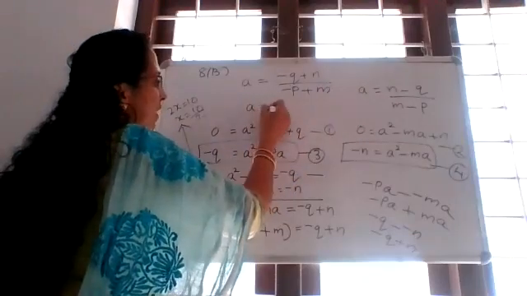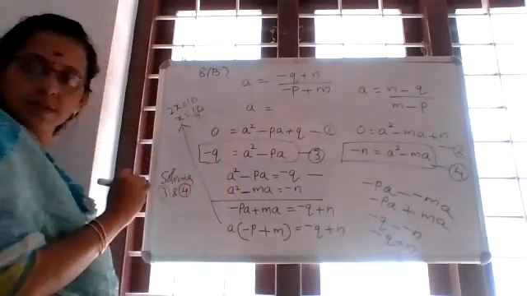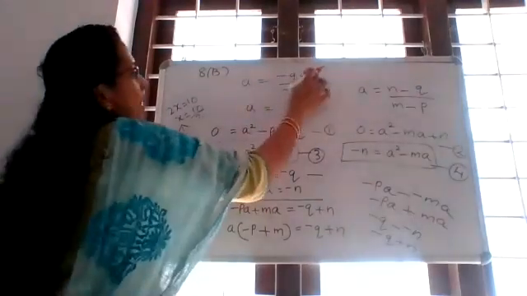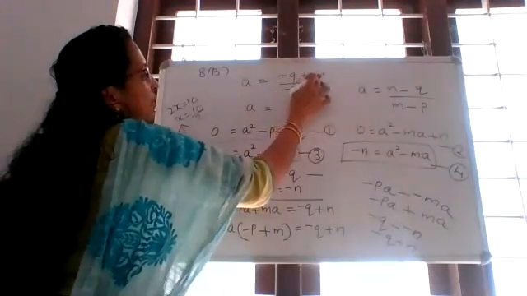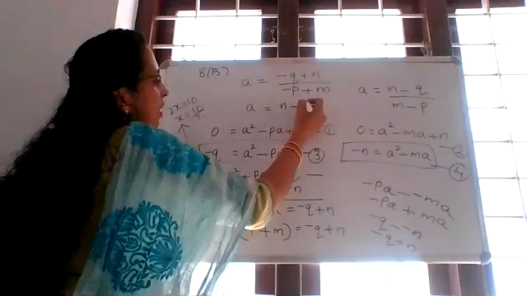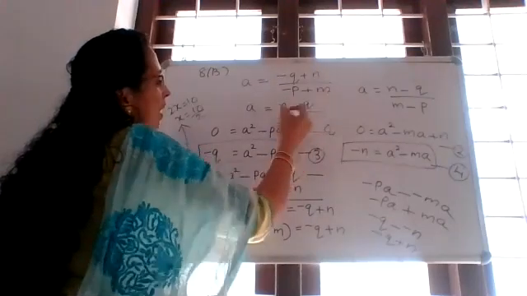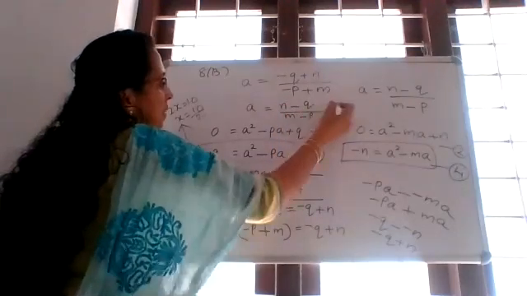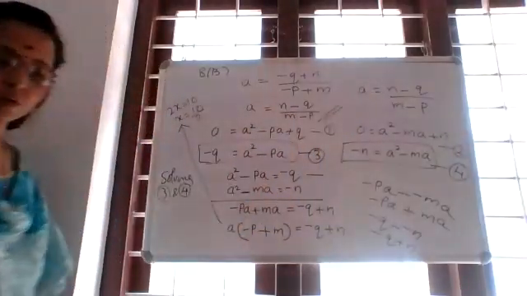So this can be rearranged with the positive first. Negative q plus n we can write as n minus q, divided by m minus p. That is what we want to find out.